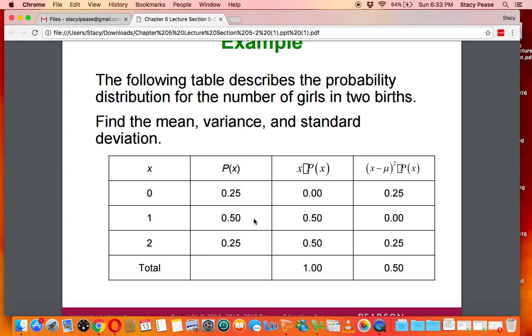So 1 minus 1 is 0. 0 times any number is 0, so that's why your variance here is 0. And for 2, it's 2 minus 1, so 1 squared, times the probability of x. So that'll give you also 0.25, and you can add those together to get your variance. So your variance here is the sum of this column, which would be 0.5.